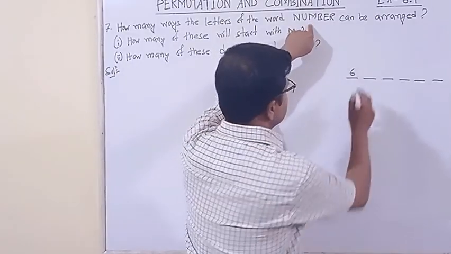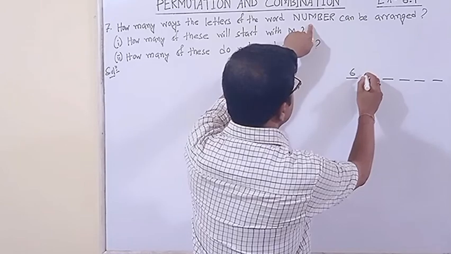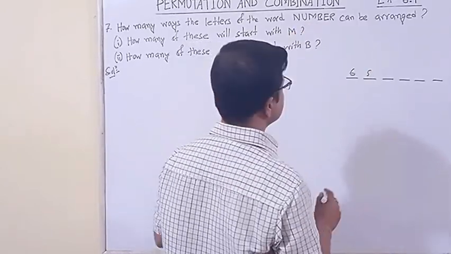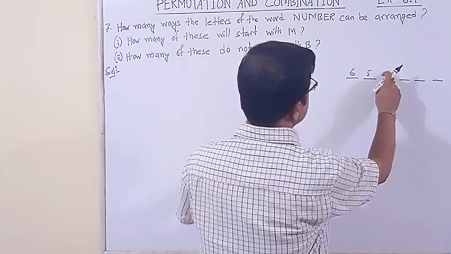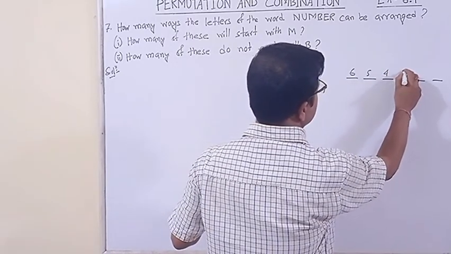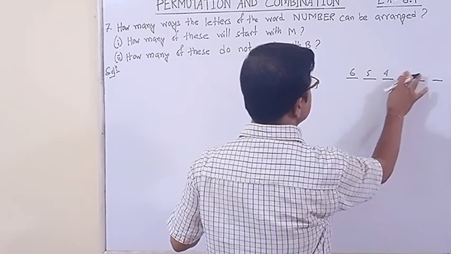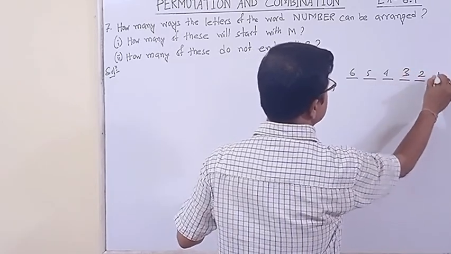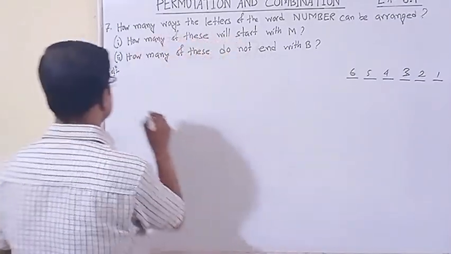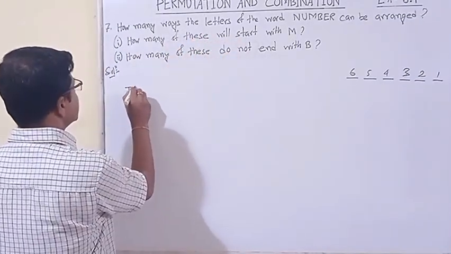Okay. Then the next place can be filled with 5. We have already understood this in the last few sums. This third place can be chosen in 4 ways, this one in 3 ways, this is 2 ways, this is 1 way. So here the first question is how many ways? So let us find the total number of ways.